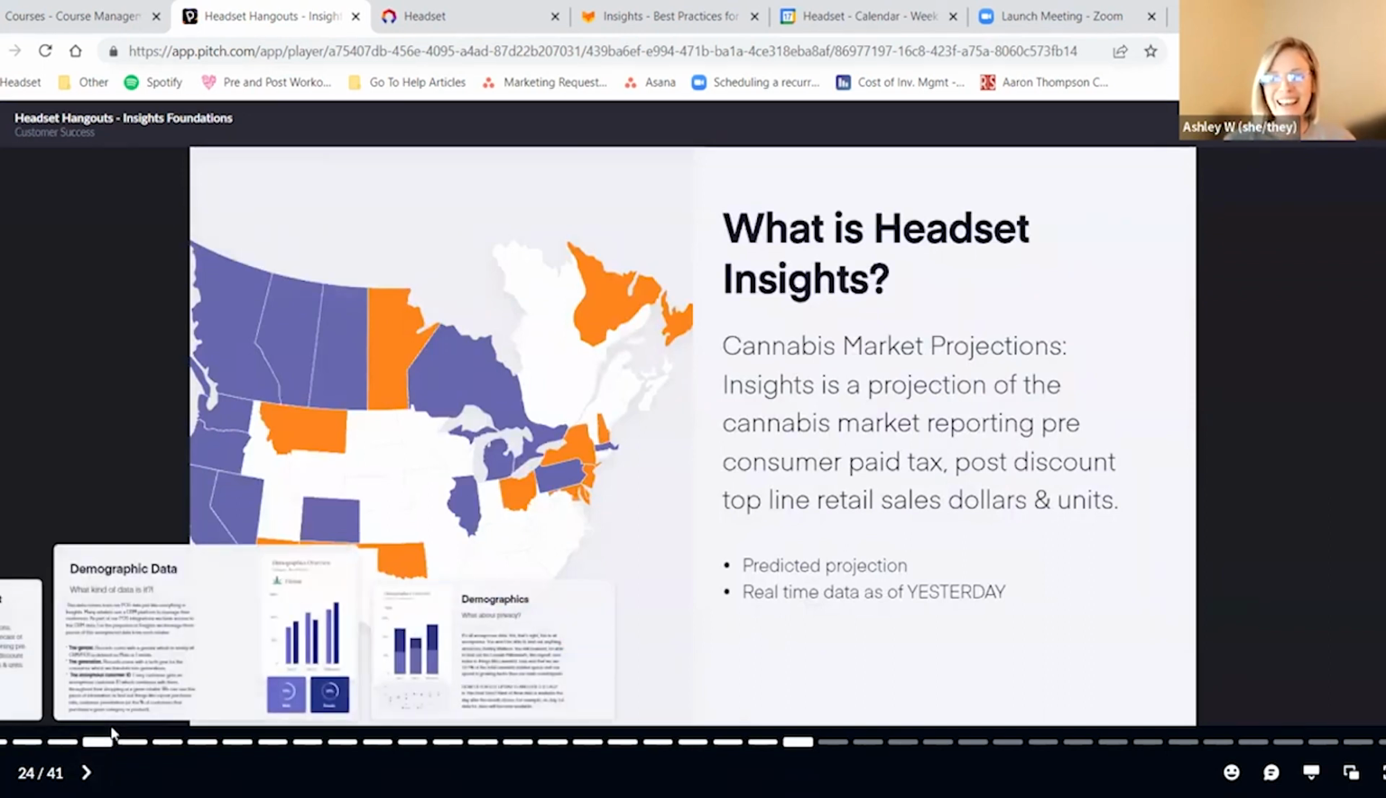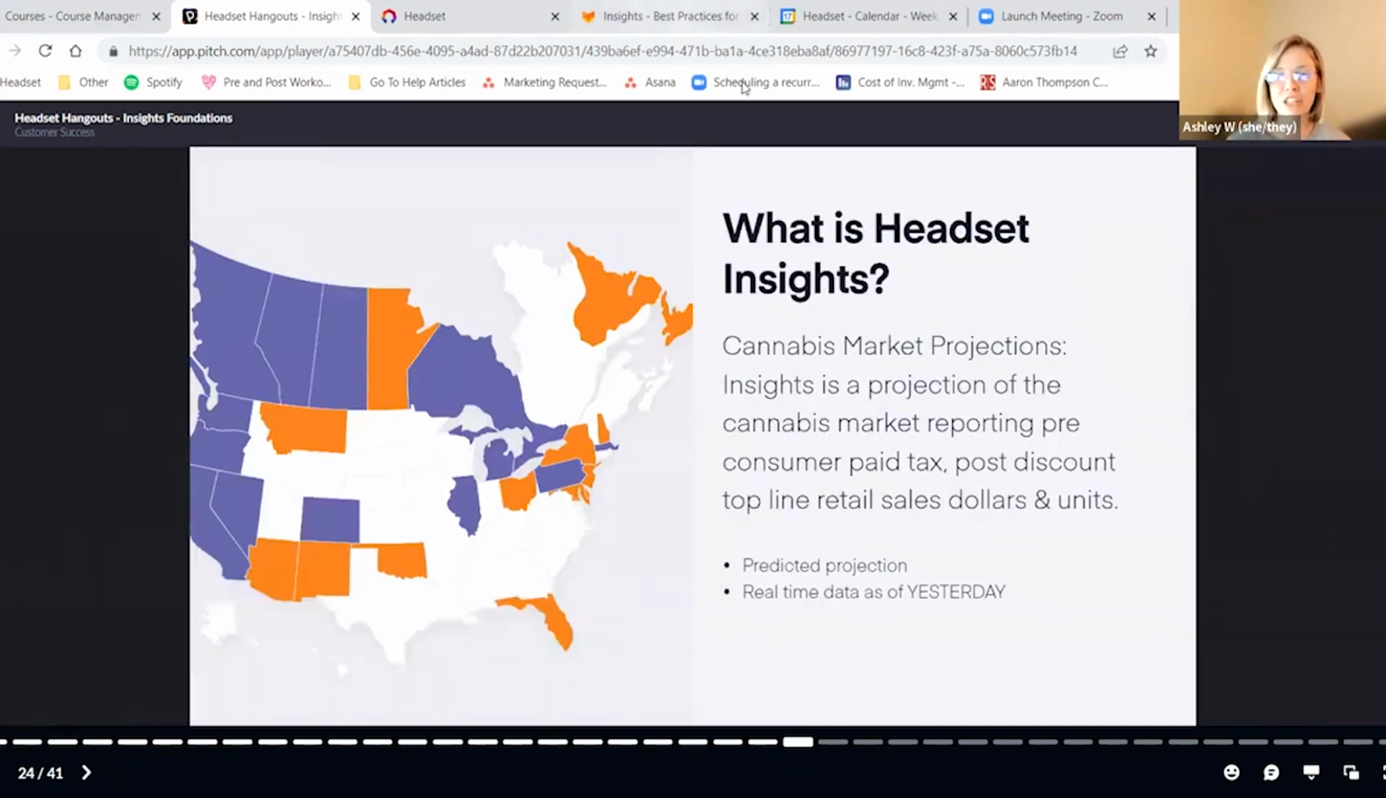Quick reminder, Headset Insights is a cannabis market projection. We are projecting the top line after discount, before consumer paid tax, top line retail sales dollars and units. I almost always read this slide verbatim, but it got funky today. All of our data that we're looking at is currently real time. So if I look in the system today, I can look at data as current as yesterday.